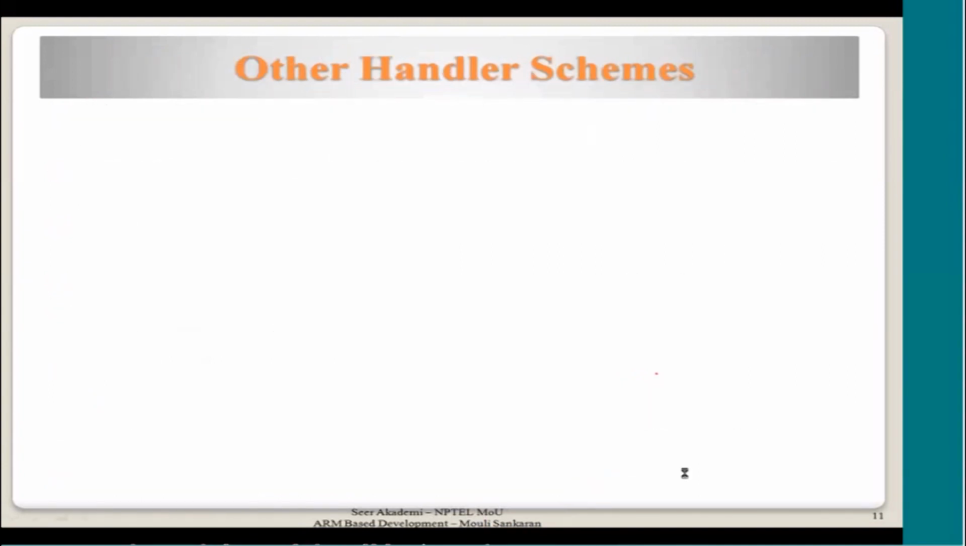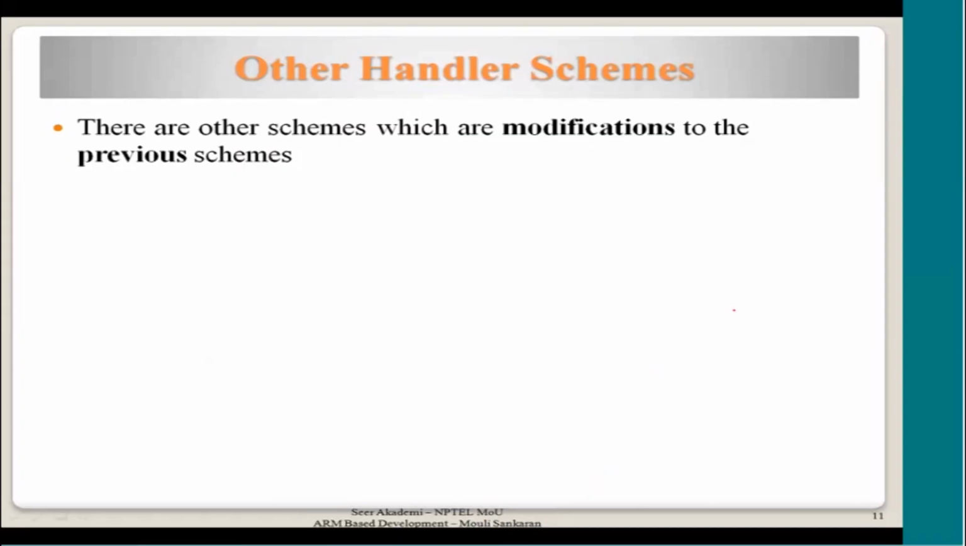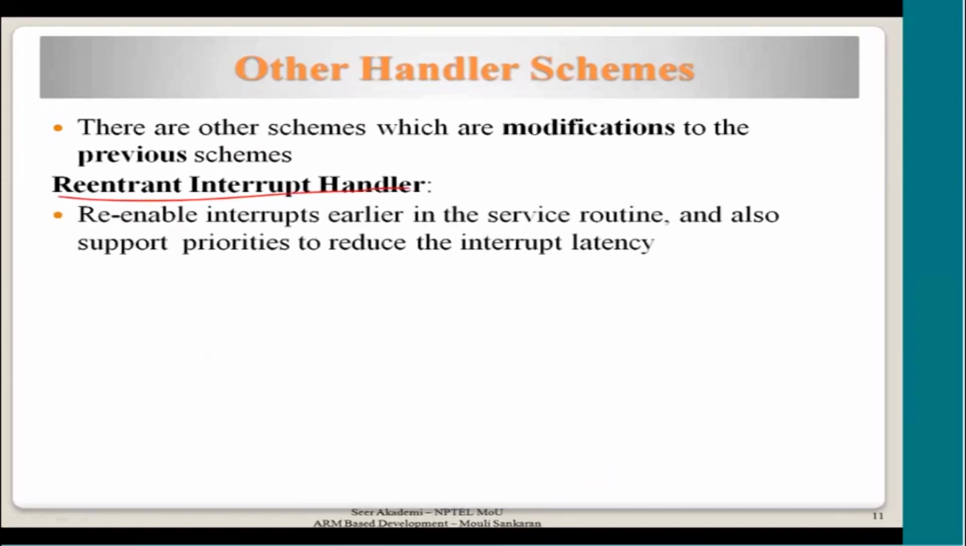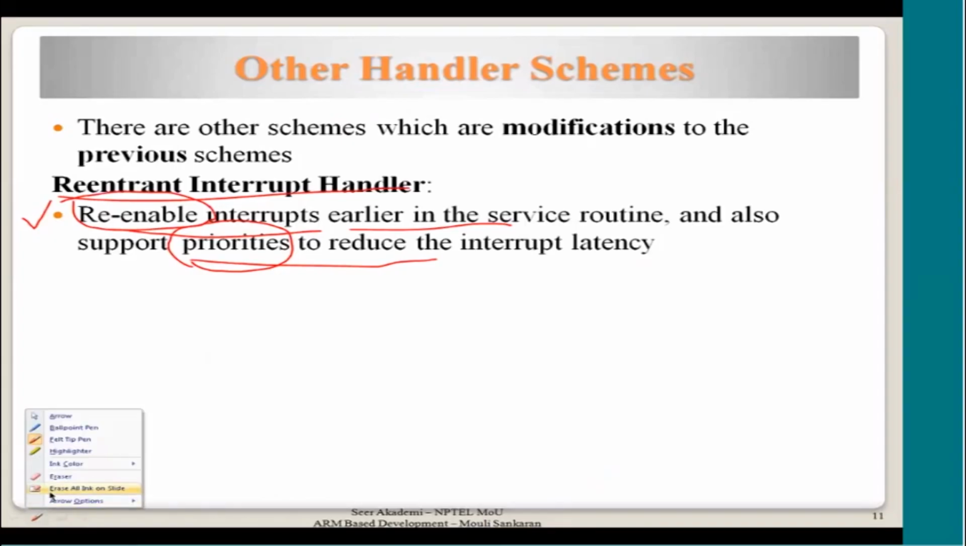The other handling schemes are combinations of the previous two things I mentioned. There are reentrant handlers. What does that do? Re-enable interrupts earlier in the service routine and also support priorities to reduce the interrupt latency. So it re-enables it and it provides the priority also to the devices. Both are done. This is the combination of these two. So this is the most complex compared to the handling methods I have explained so far.